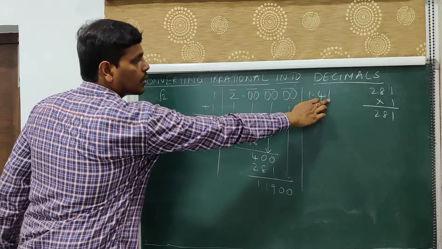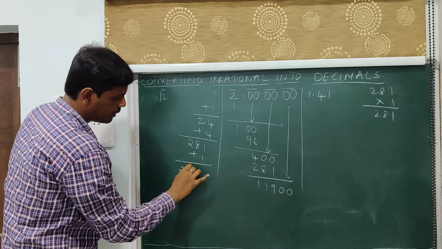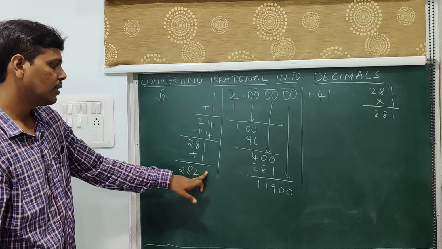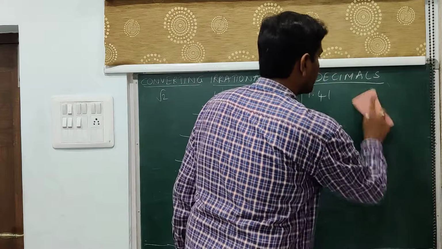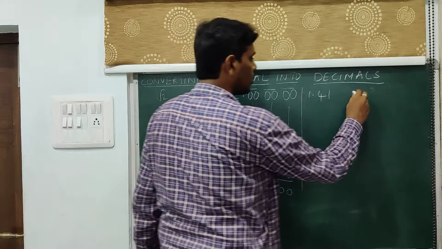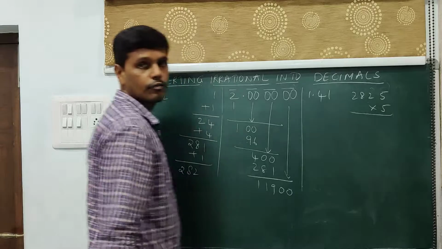Next, whatever the number you have written now here, add upon the same number plus 1. 282. Again, whatever the number you place here, you multiply with the same number. Now the number is 282. I am going with 5. So then I should multiply with 5.